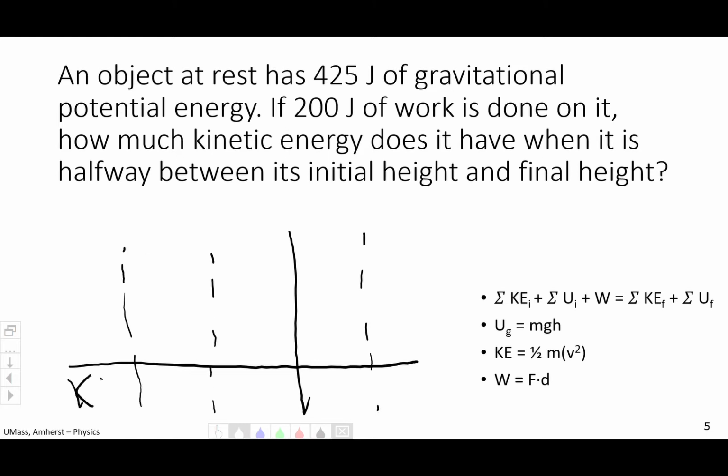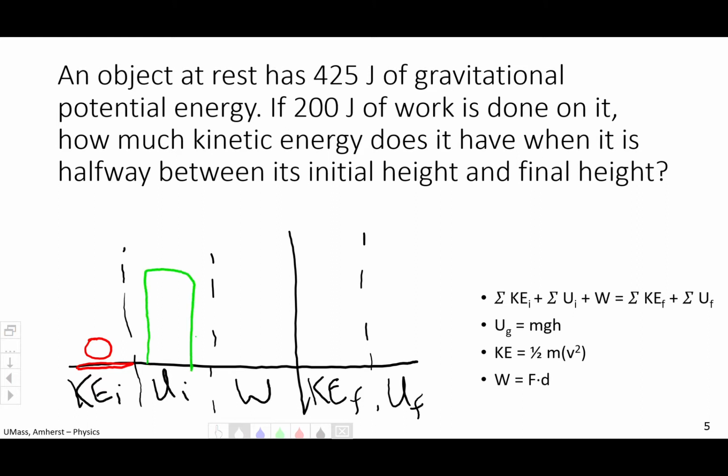Okay. KEI, UI, work, KEF, UF. What do we got? Well, kinetic energy initial is going to be a big ol' 0. Initial potential energy is going to be 425. And then our work, again, is 200 joules.